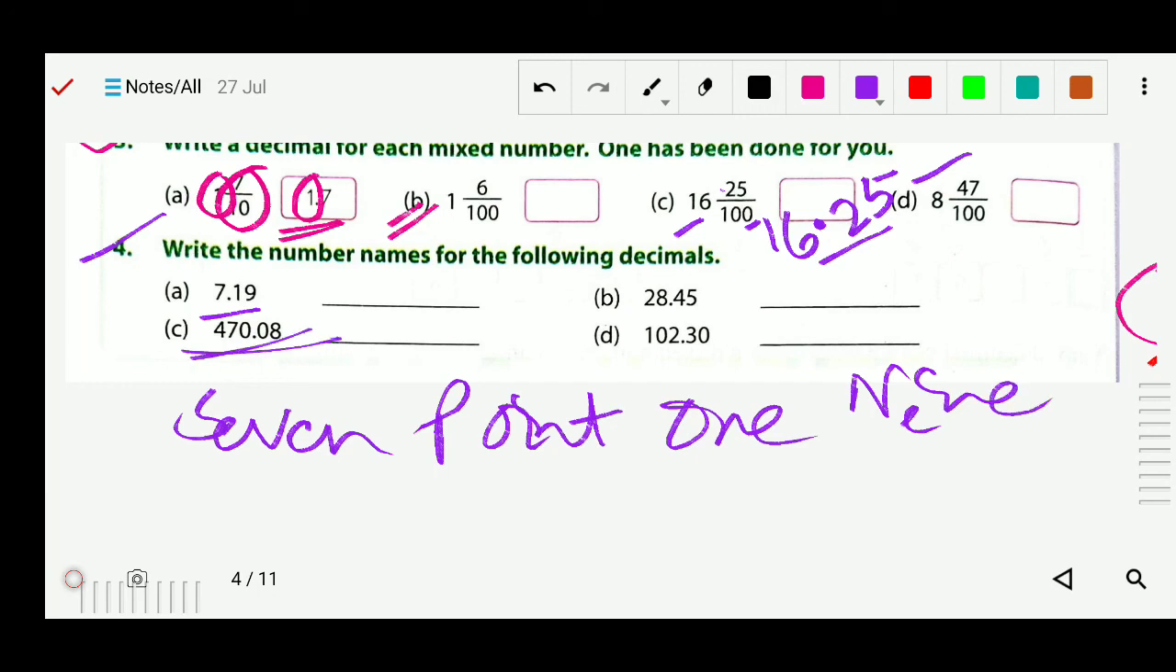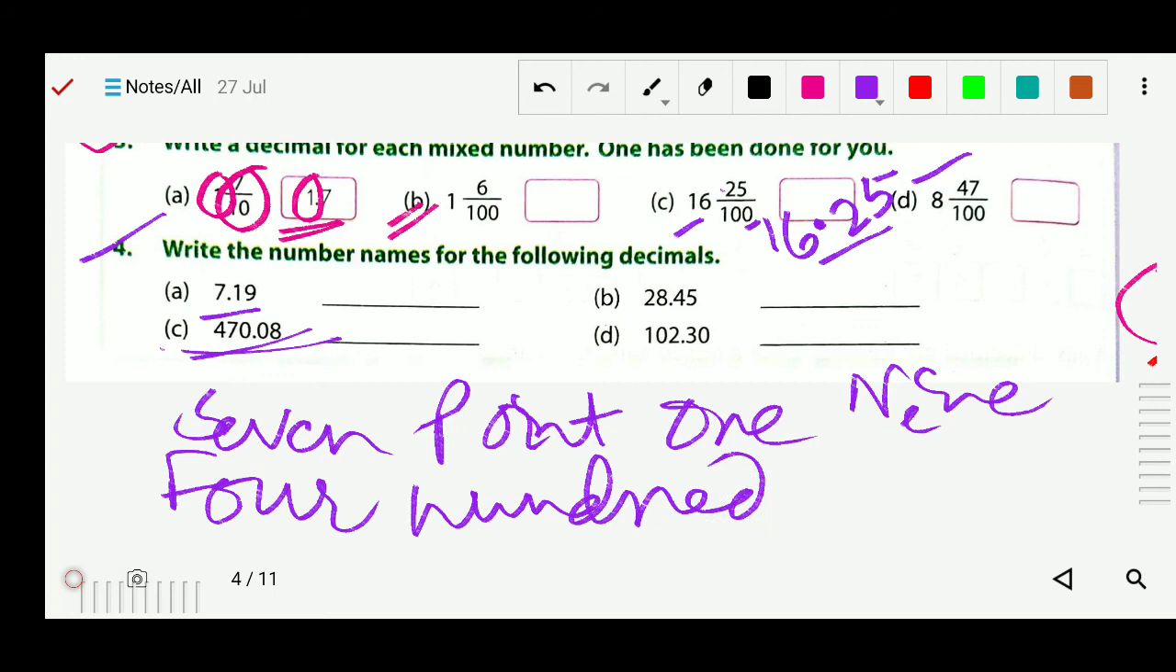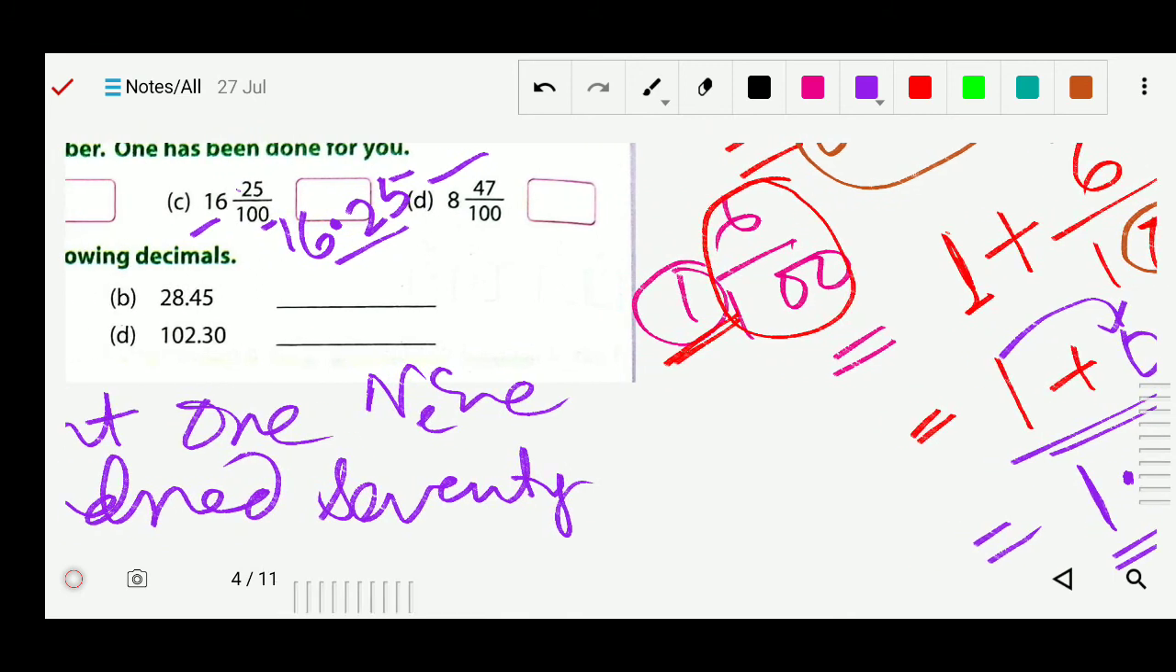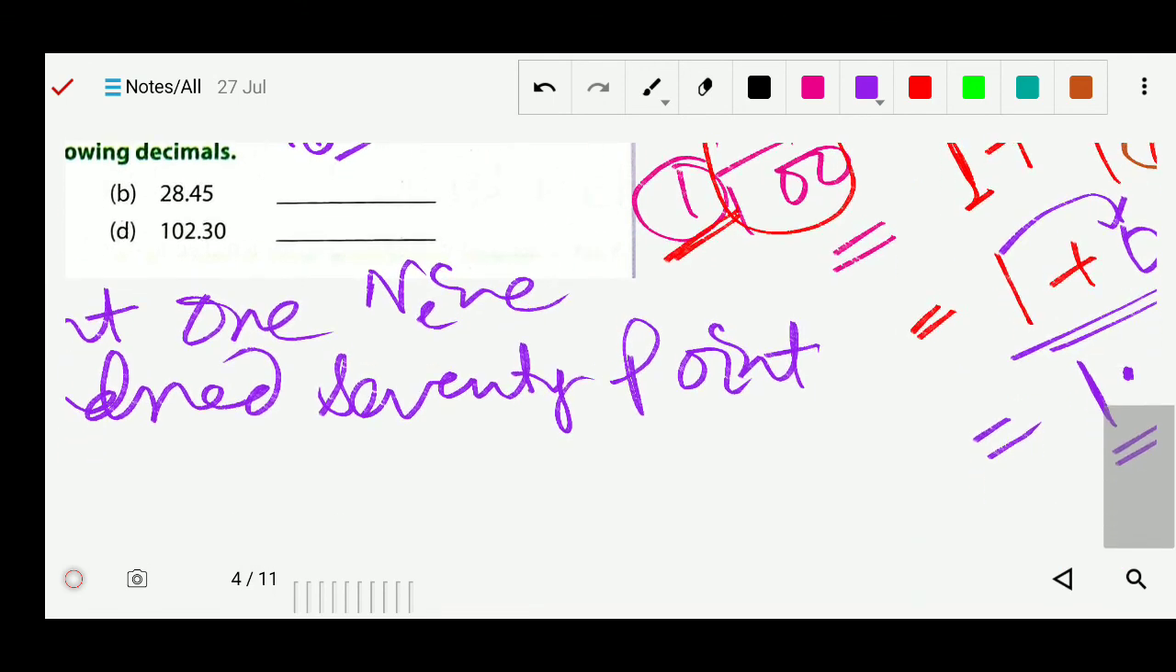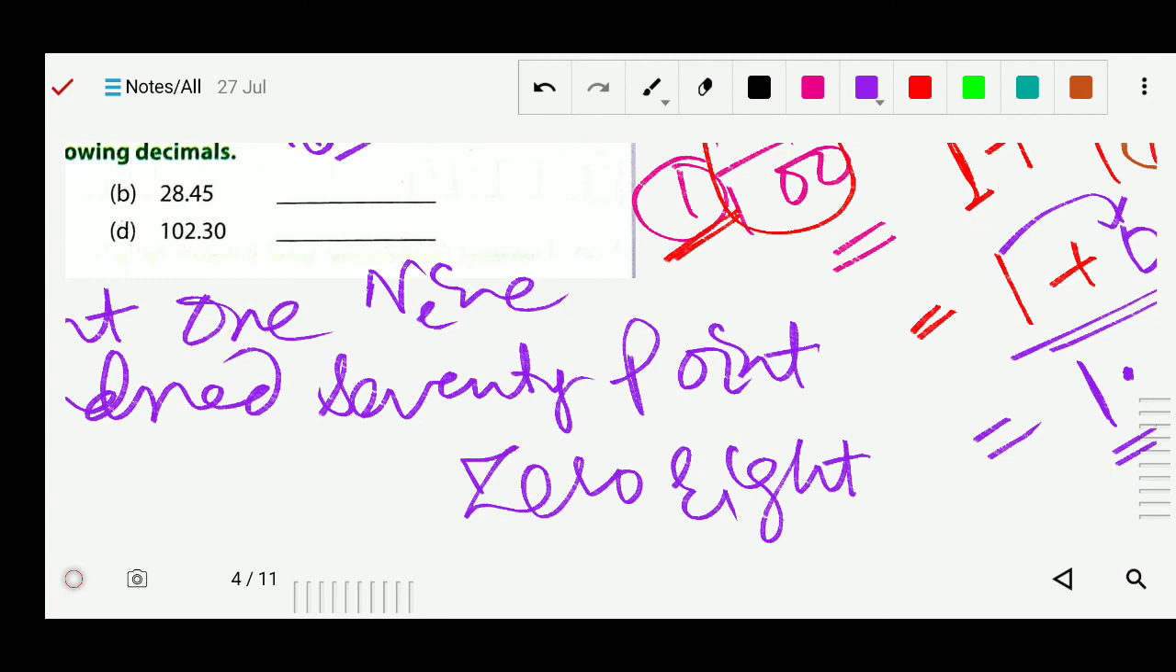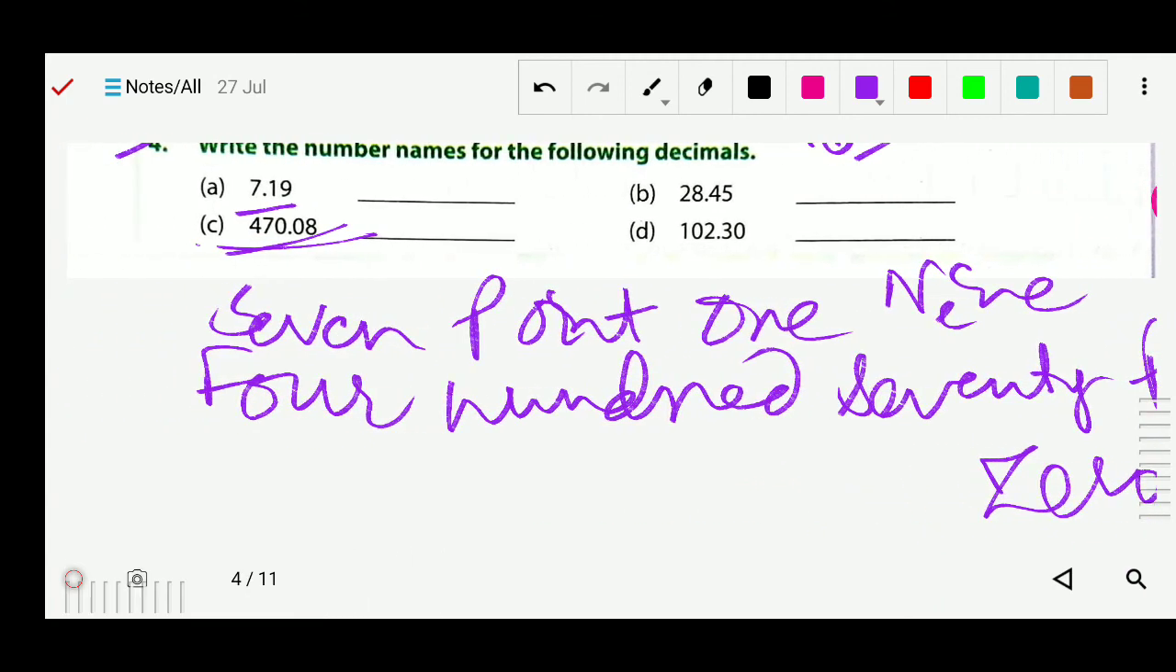Likewise you have to write this one. How will you write? 470. So write 470 for question number C. Then after that 0.08, so first you write the point. There is a point, so write the point. Then write 08. So likewise you can write it. 470 point 0.08. Likewise 102.30, 28.45. So likewise you can write the names.